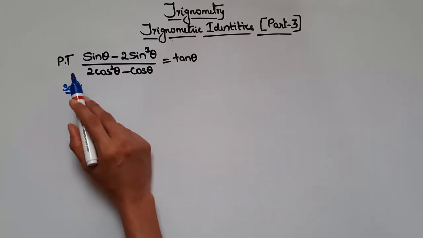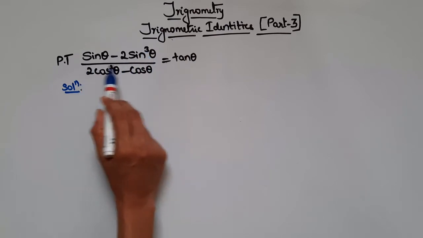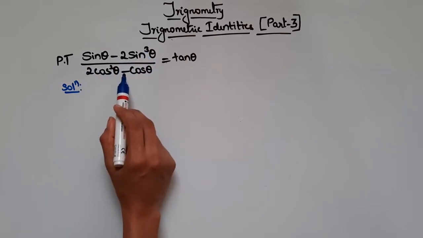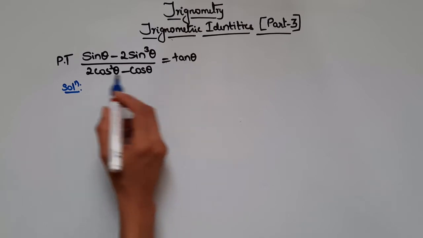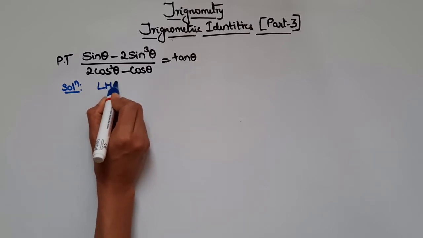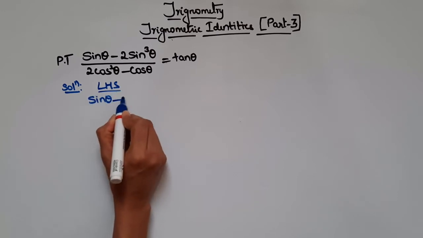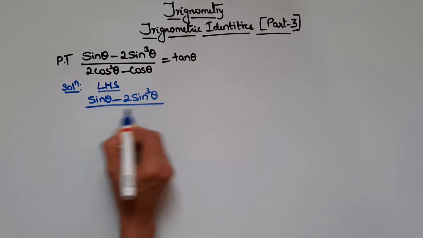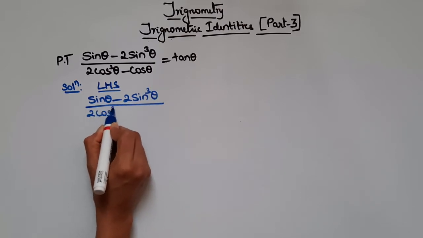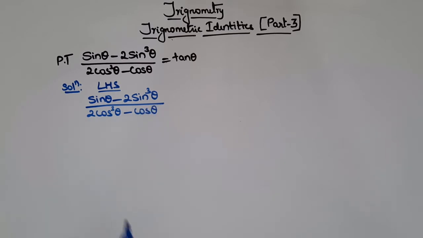Now let's see this problem. Prove that (sin theta minus 2 sin cube theta) by (2 cos cube theta minus cos theta) is equal to tan theta. So first let's write what is LHS. Here LHS is (sin theta minus 2 sin cube theta) by (2 cos cube theta minus cos theta), right?